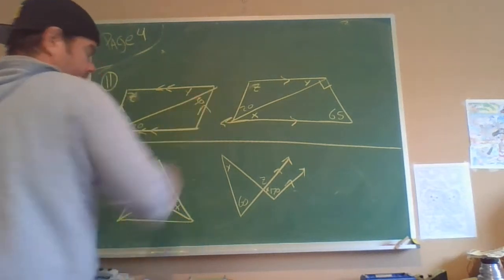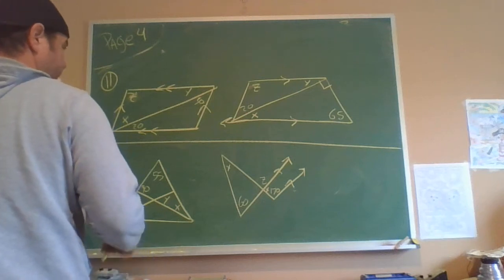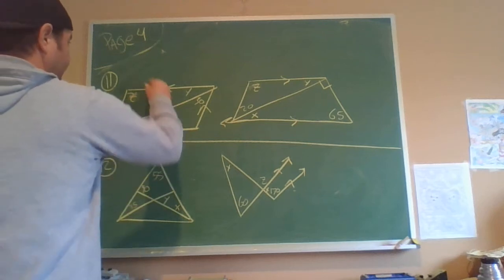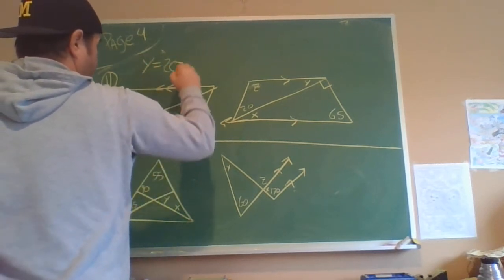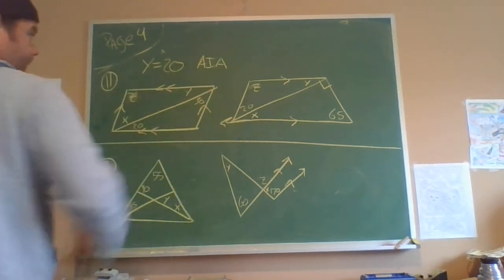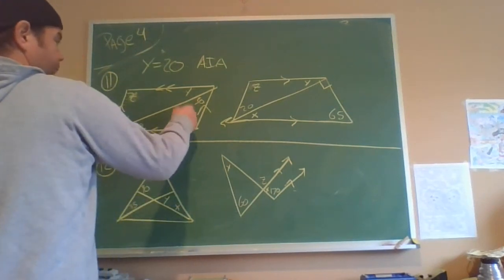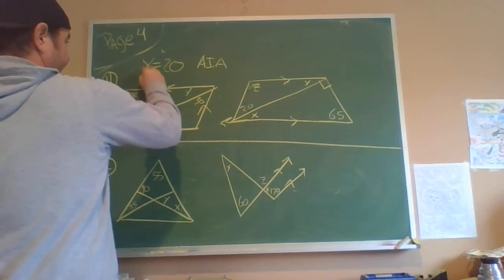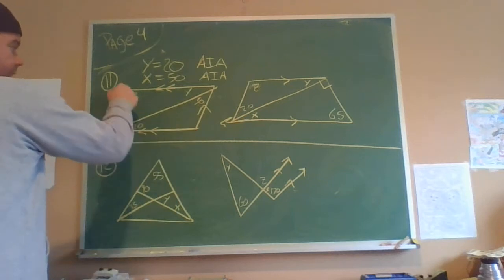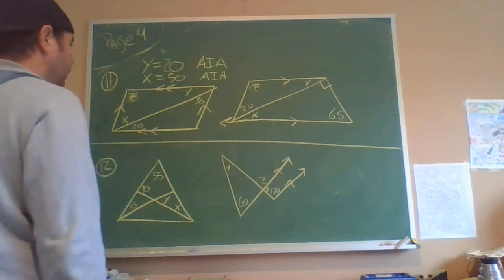We have this transversal running down the middle of this parallelogram, and what that means is we're going to have all kinds of alternate interior angles and stuff like that. So first off, I can say that y must equal 20 degrees because y and 20 are alternate interior angles. In the same way, x must equal 50 for the same reason, because these two sides are parallel, so 50 and x are alternate interior angles.